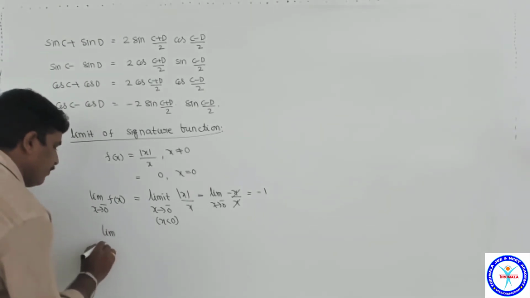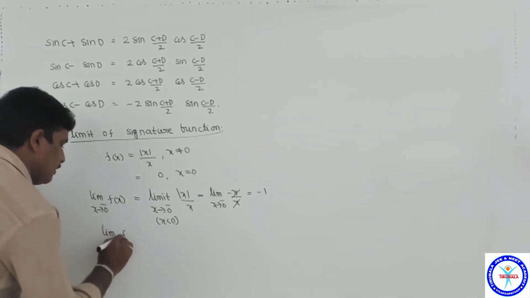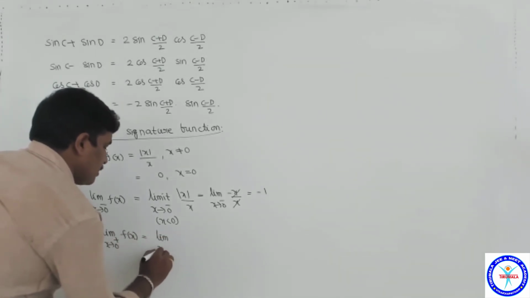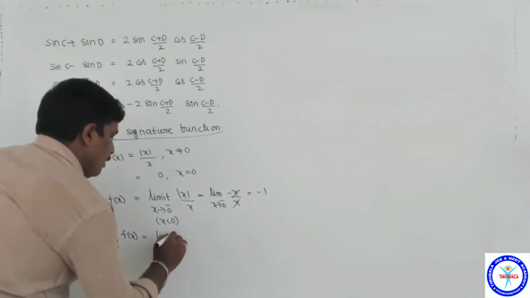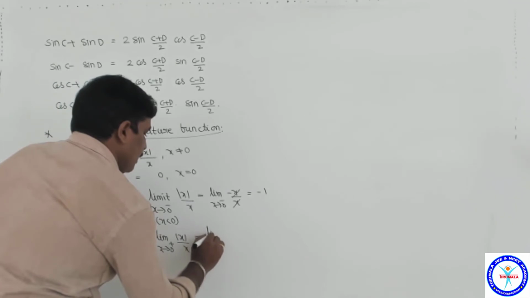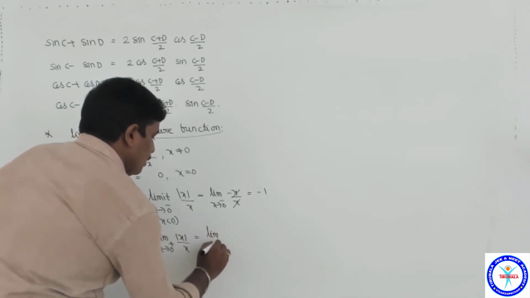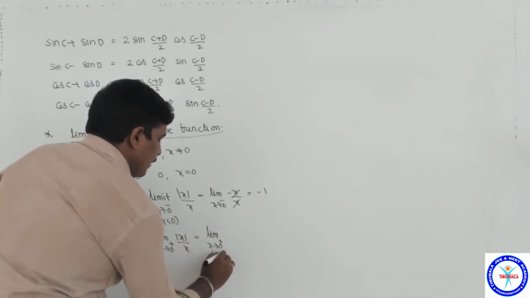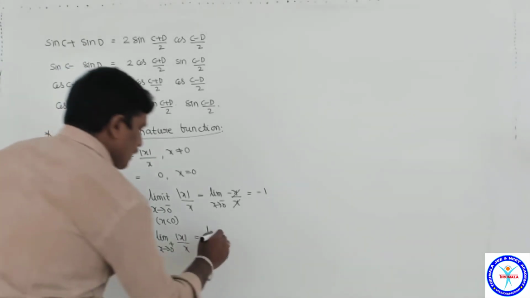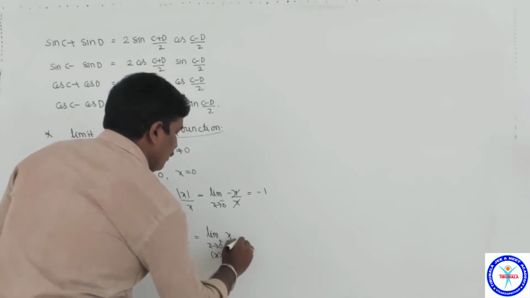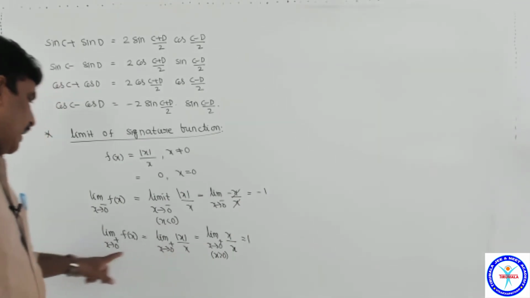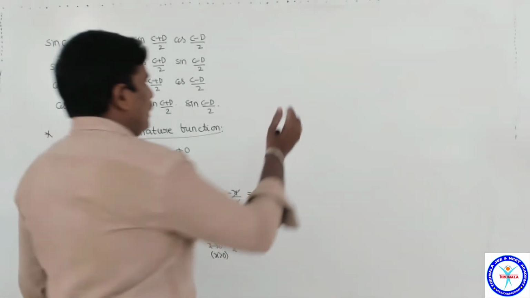So limit x tends to 0 plus f of x equals limit x tends to 0 plus mod x by x. Here x tends to 0 plus means x greater than 0, and x greater than 0 means mod x equals x. That's why this value is 1. So the left limit is minus 1 and the right limit is plus 1.